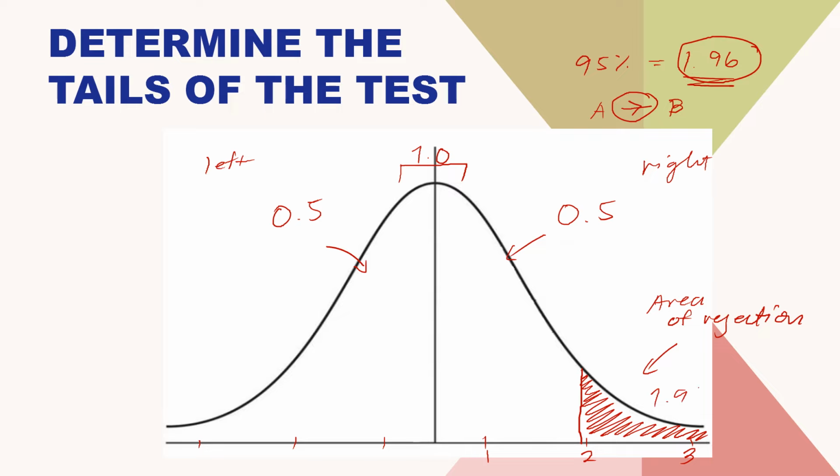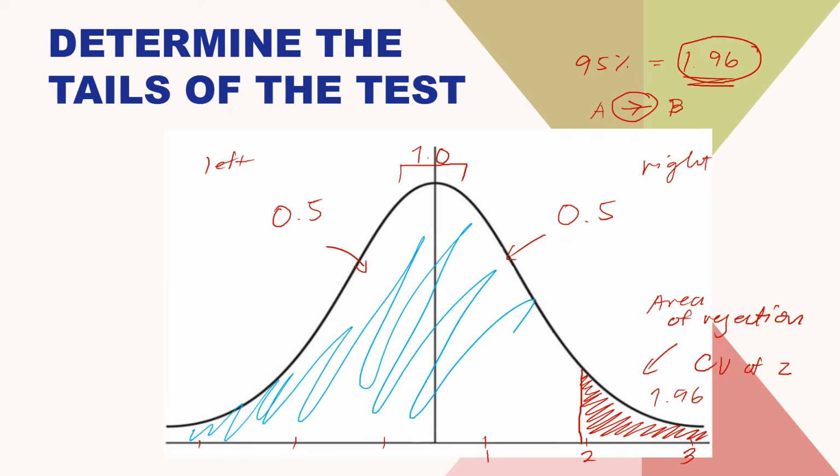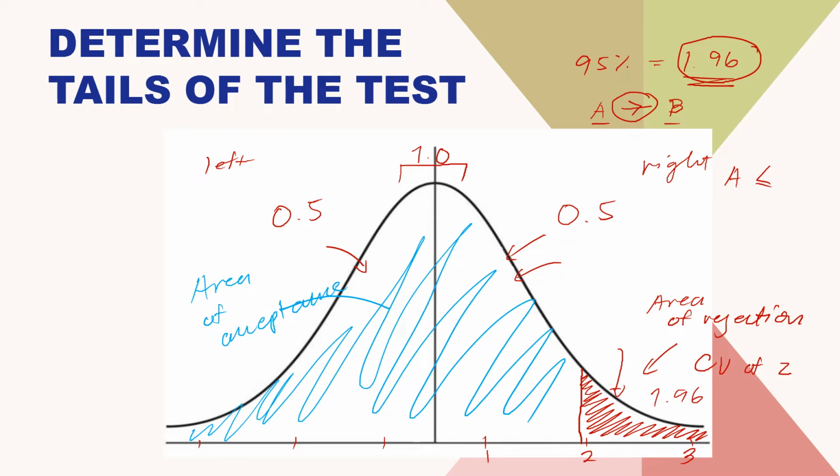This is 1.96, which is also the critical value of Z. And this whole area over here to the left would be your area of acceptance. Okay, so for this hypothesis to be true, for A to be exceedingly better than B, our test statistic should fall within the area of rejection. Otherwise, we have to accept the null hypothesis, which again states that A is less than or equal to B.